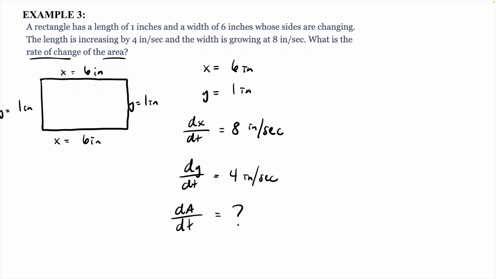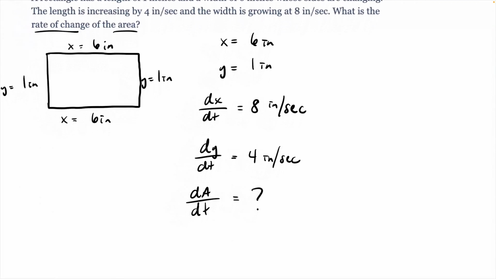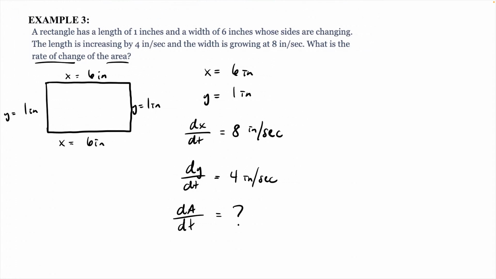Step 3 is why they call it related rates. I need an equation that relates all of these variables. I need an equation that relates the sides, length and width, and area of a rectangle. So go back into your memories, years back. Which formula would relate all of those?